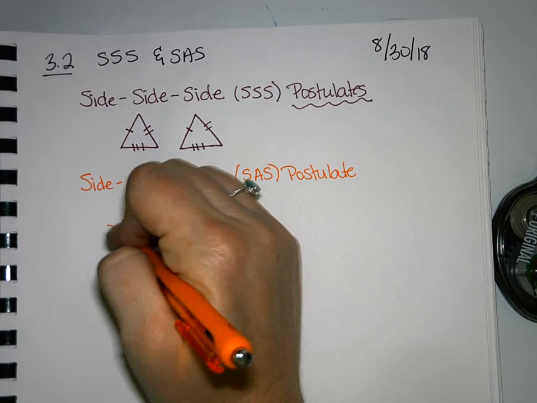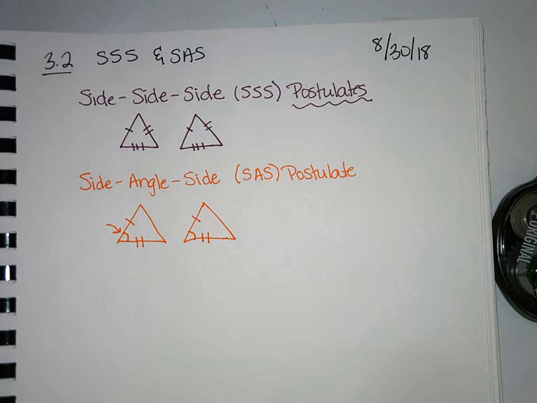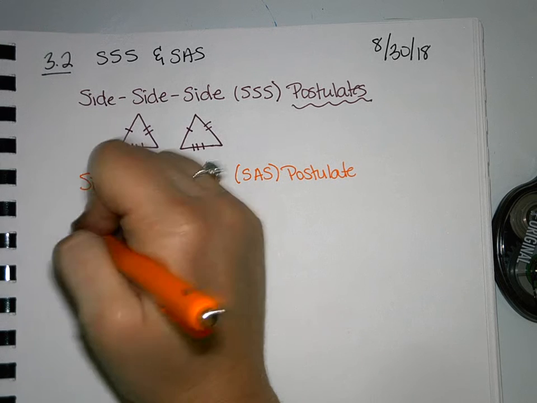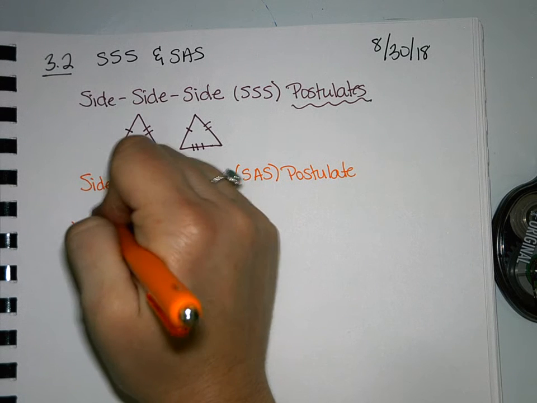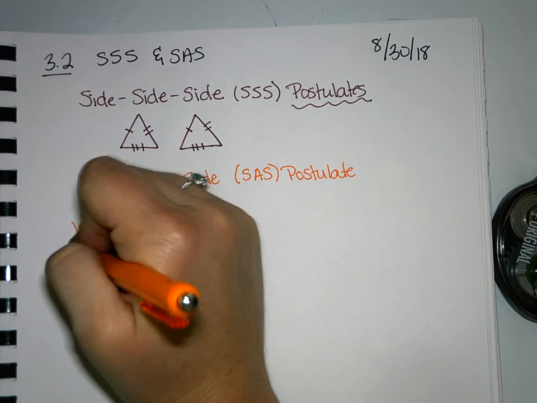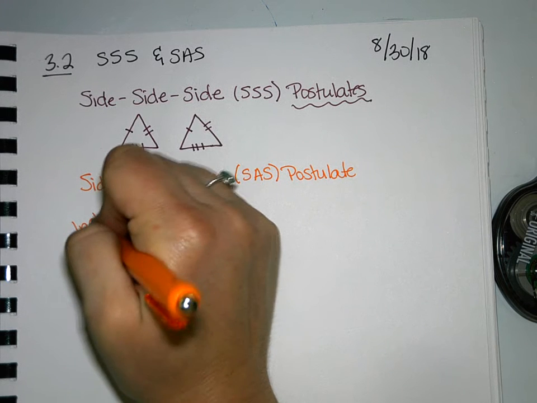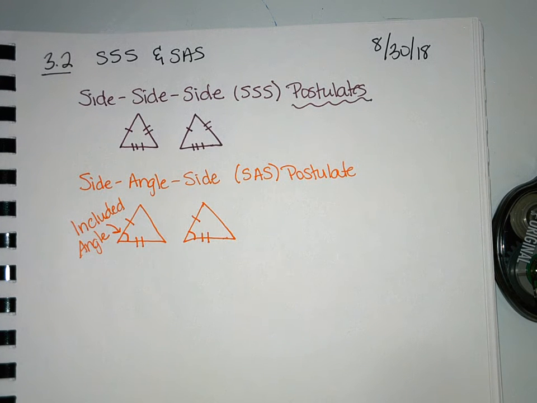Okay, this angle that's in the middle, it has a special name to it. It's called the included angle. And the reason I want to point that out is because in the directions of one of your questions, it's going to say identify the included angle. It's asking for the angle that's in between the 2 congruent sides. Okay?